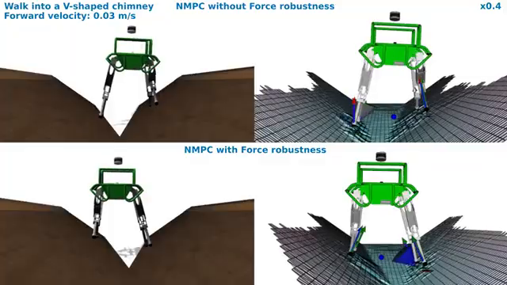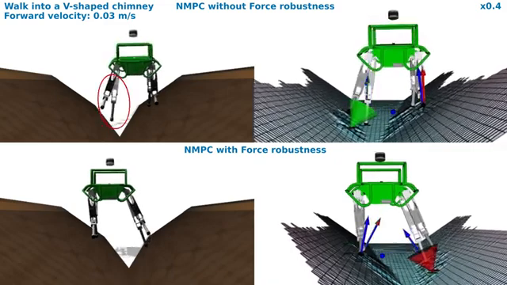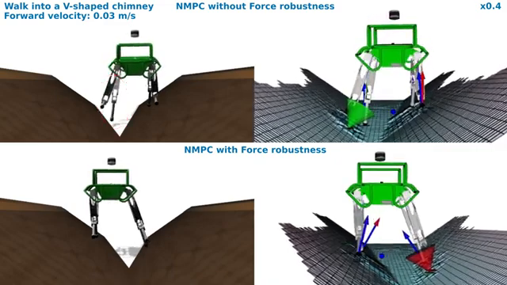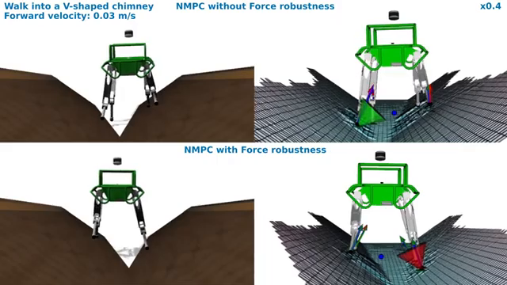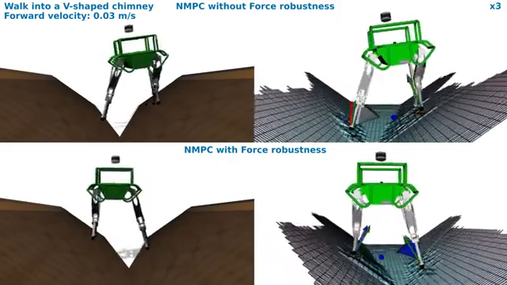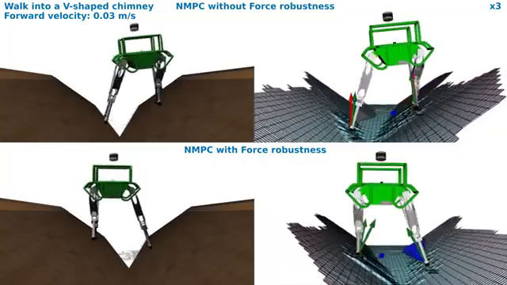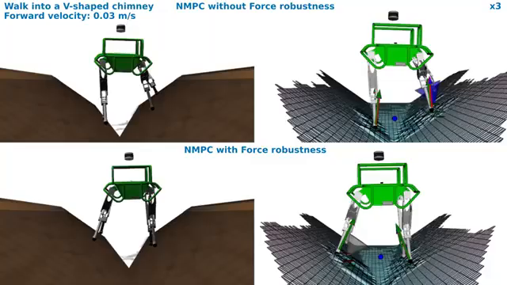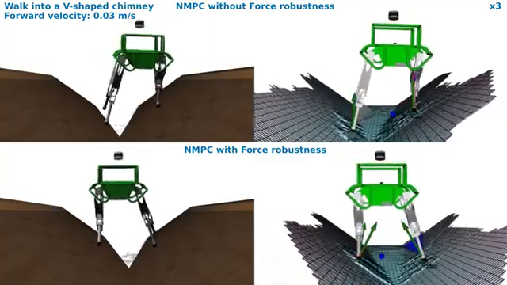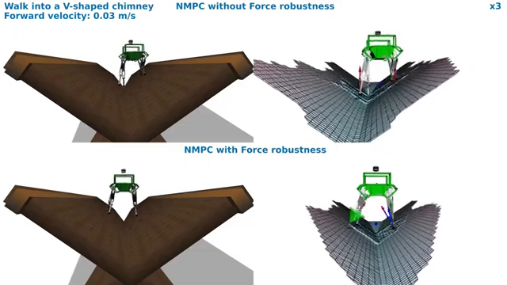This simulation shows NMPC with the force robustness feature by walking into a V-shaped chimney. When the force robustness feature is enabled, the ground reaction forces stay close to the contact normals, effectively coping with the uncertainties. However, without force robustness, the robot loses balance because of the continuous slippage of the feet due to some uncertainties in the estimation of the normals, and ultimately falls.